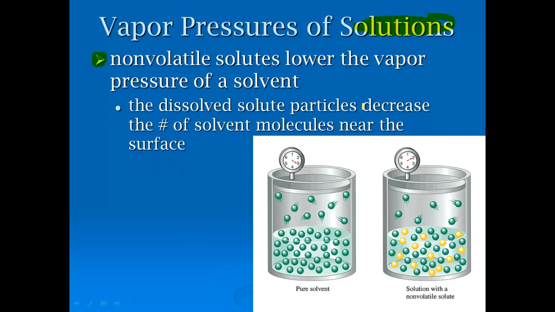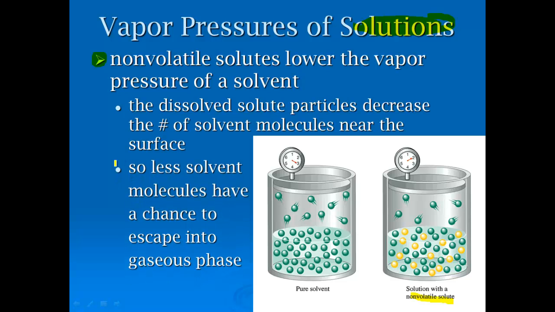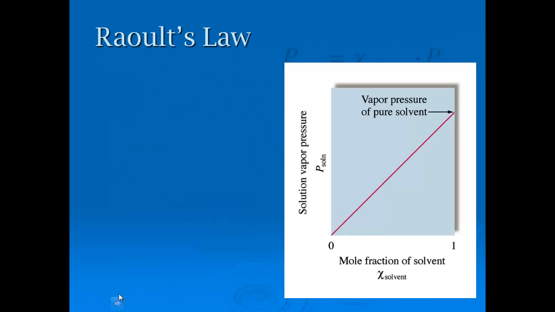because the dissolved solute particles will decrease the number of solvent molecules near the surface. So if you add a non-volatile solute, which can actually mix together, it will decrease how many of them are available to float around. So, because less solvent molecules have a chance to escape into the gaseous phase, because more of them are being used to kind of hold the solution together. At least that's the way I think of it.